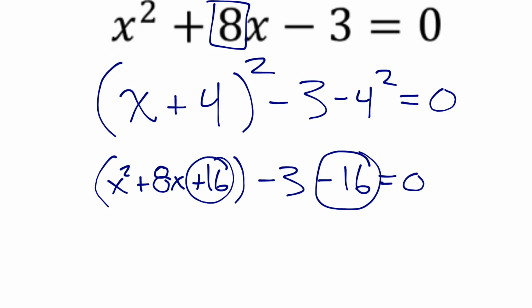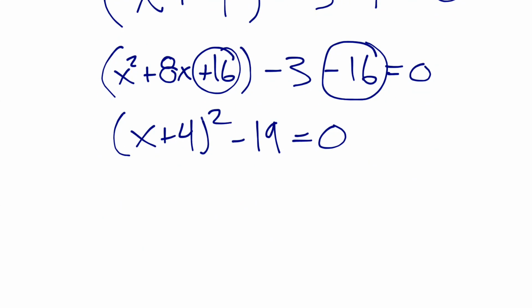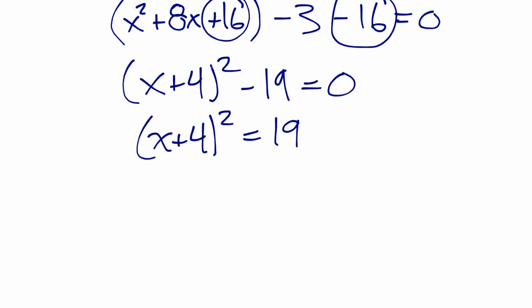So we're happy. So x plus 4 squared, let's combine that minus 3 and minus 16 to get a minus 19. Now that equals 0. We want to solve this with the square root method now. So let's add 19 to both sides. So x plus 4 squared equals positive 19. Now that we have x plus 4 squared by itself, we can square root it. So let's square root both sides.